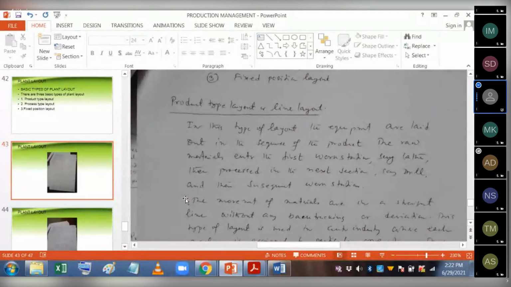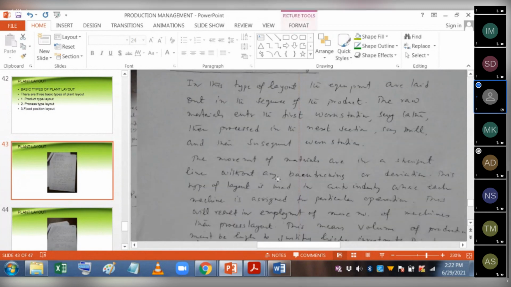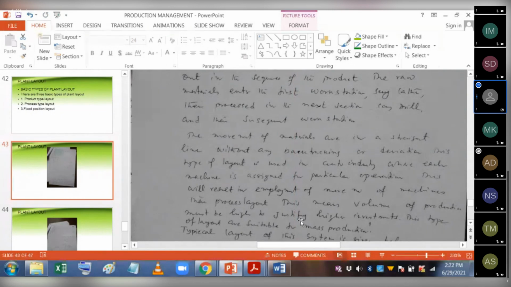The raw materials enter the first workstation, say lathe, then processed in the next station, say drill, and then subsequent workstation. In this way the processes go on in sequence, the product moves as required. The movement of materials are in a straight line without any backtracking or deviation. Starting from one point, it will keep moving, he will not come back. If it comes back, then your layout is wrong. So there is no backtracking or deviation. This type of layout is used in auto industry where each machine is assigned for a particular operation.